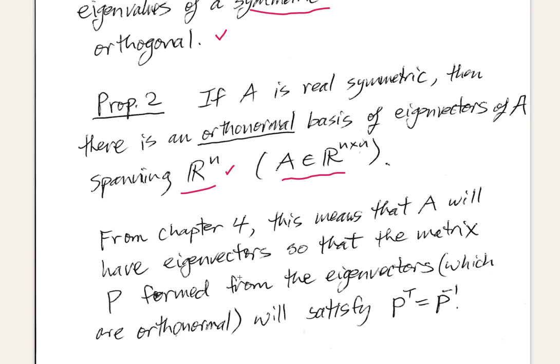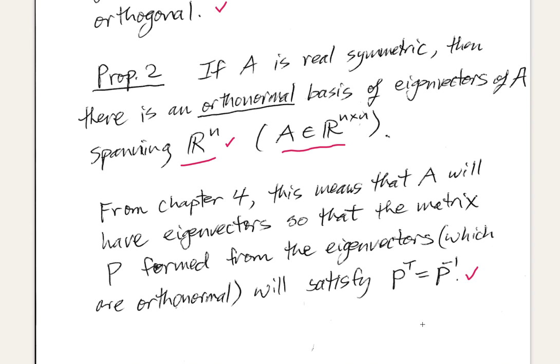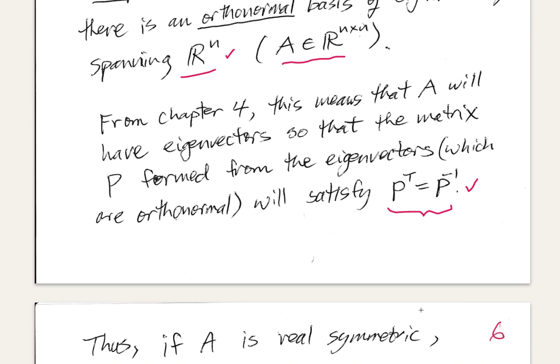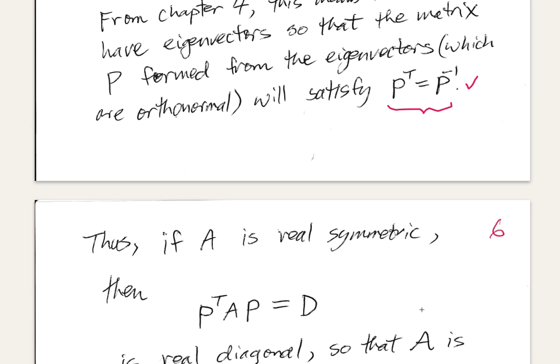You remember from chapter 4? This means that A will have eigenvectors so that the matrix P formed from the eigenvectors will satisfy this condition: P transpose is P inverse. Remember we mentioned orthogonal matrices, or orthonormal. I guess they're called orthogonal, but they should be called orthonormal.